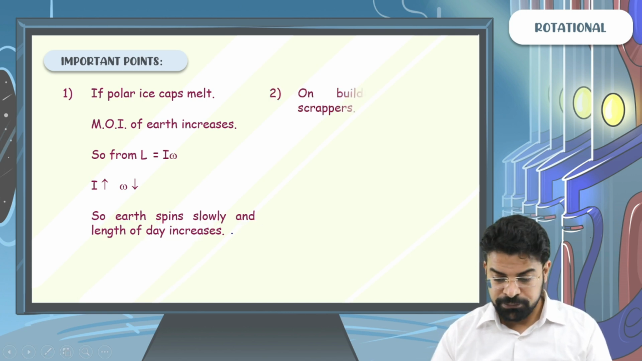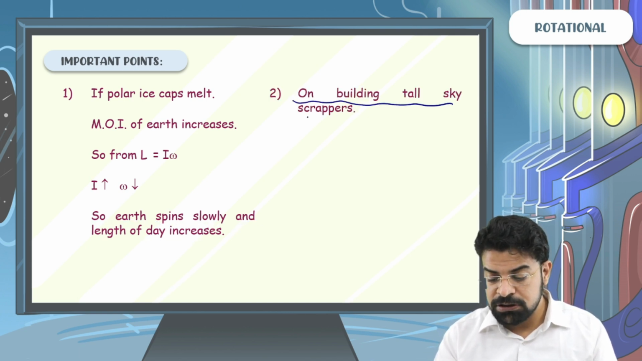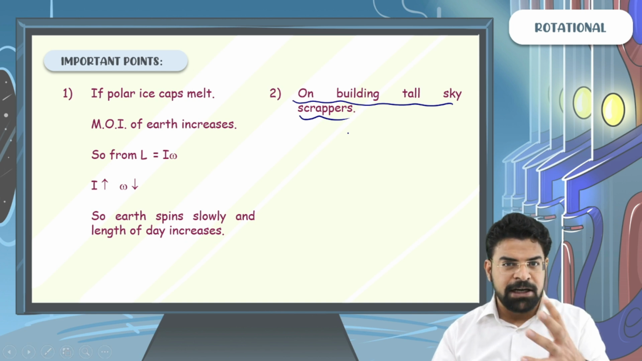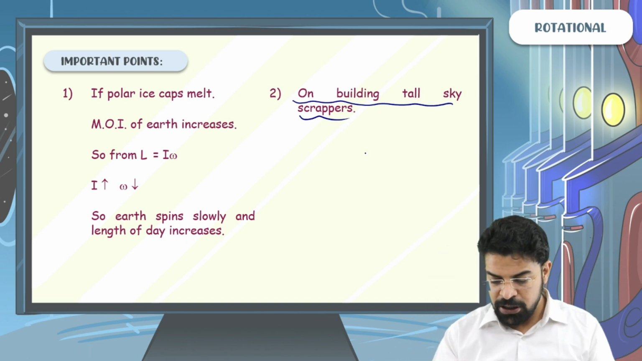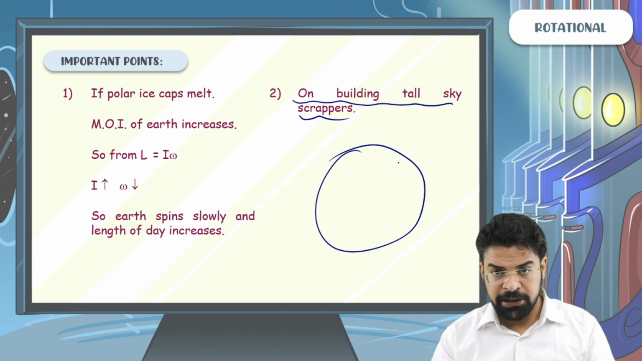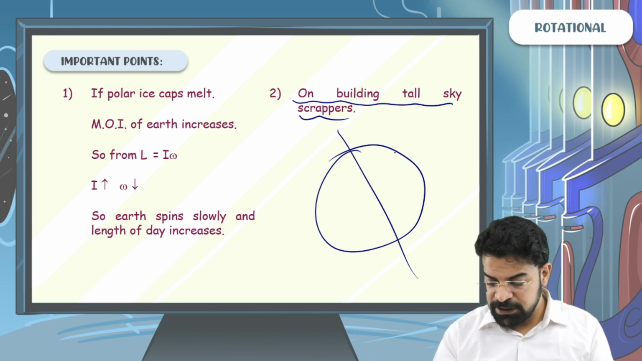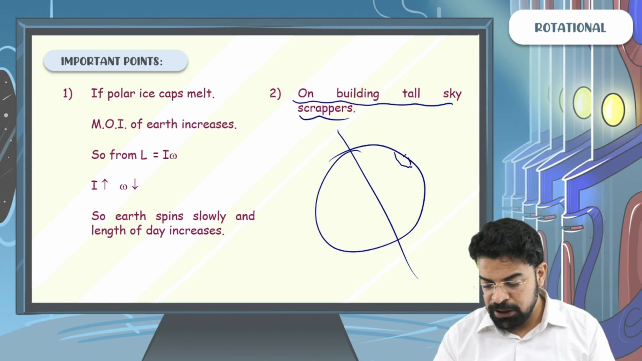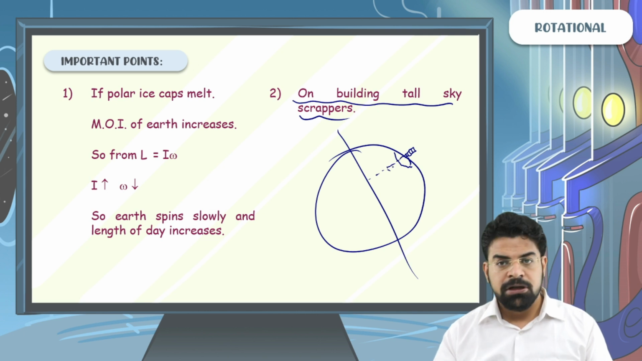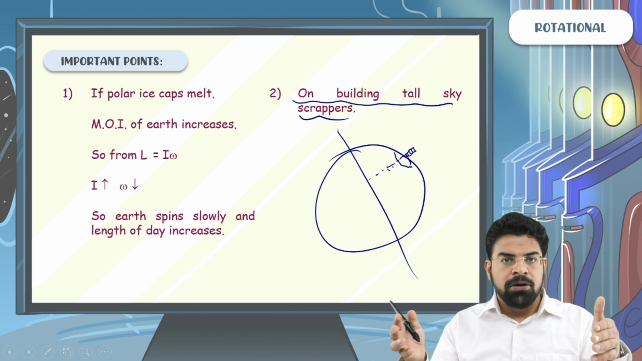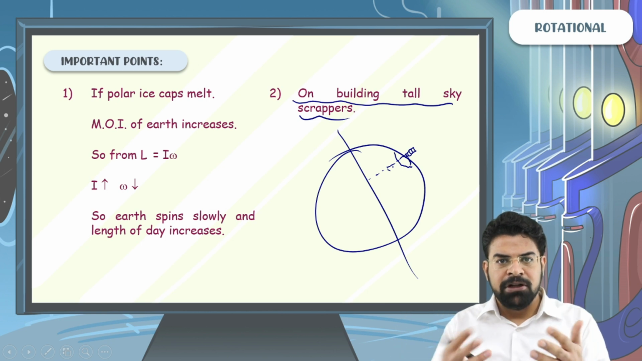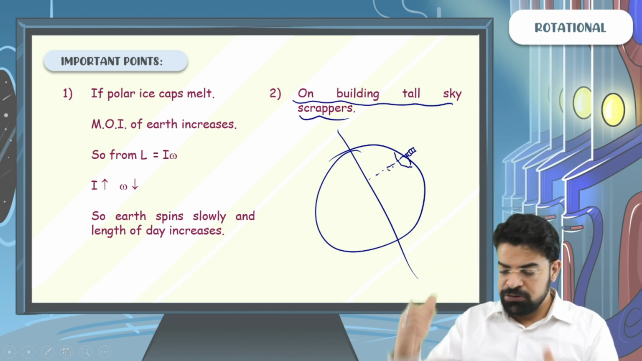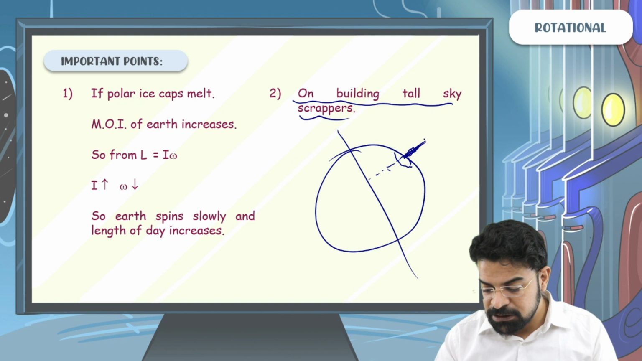Second case, building tall skyscrapers. We are constantly constructing tall buildings. When you construct a tall building anywhere on Earth, let's say in India, we take some raw material and build a building. Are you moving the mass away from the axis or towards the axis? We dug up concrete and iron and everything, and we are constructing a building, so we are moving the mass away from the axis.